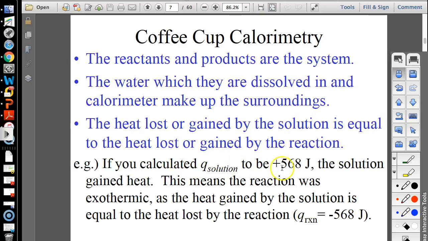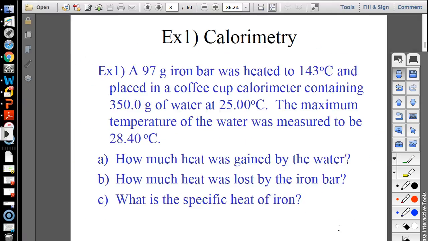So what I was saying was, if that water, in this case, got hotter, it gained heat, then guess what? The reaction lost that heat. So that's even confusing in a sentence. Could you understand what I said out loud? Then go with that.